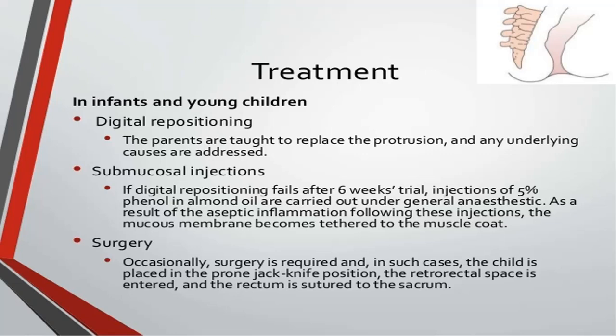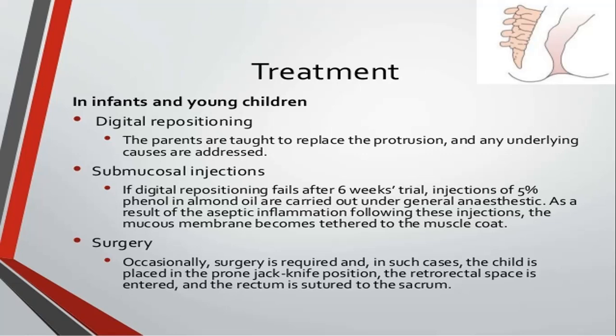Now, occasionally surgery is required in infants and young children. Different modalities have been applied, and we are talking only about infants and young children at this time. So surgery is rarely needed, only occasionally. If needed, the child is placed in a prone jackknife position. The retrorectal space is entered, and the rectum is sutured to the sacrum. It's basically a rectopexy.